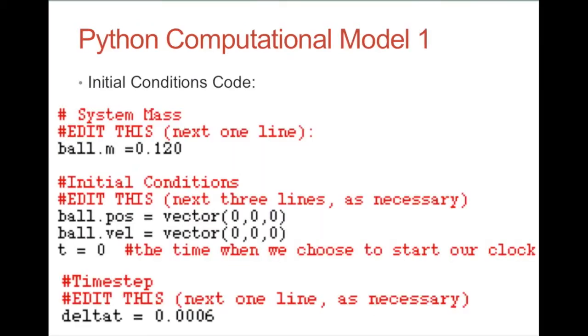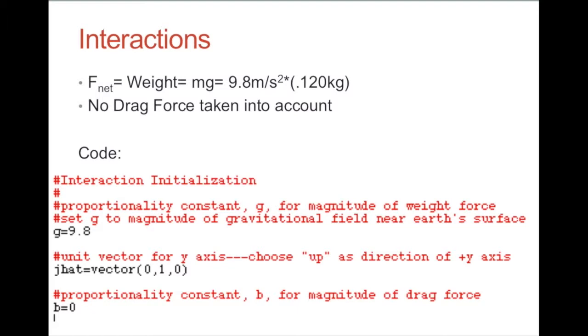Based on the data extracted from Tracker and the experimental video, a first computational model was used using Python. In the model, the initial conditions were plugged in, such as the mass of the apple, which was 0.120 kilograms, its initial velocity and initial position, which were both vectors of 0, 0, 0, since the object was dropped from rest, and a delta t of 0.006 seconds was chosen. The constant g was determined and defined as 9.8 meters per second squared, and j hat was also determined in order to specify the unit vector.